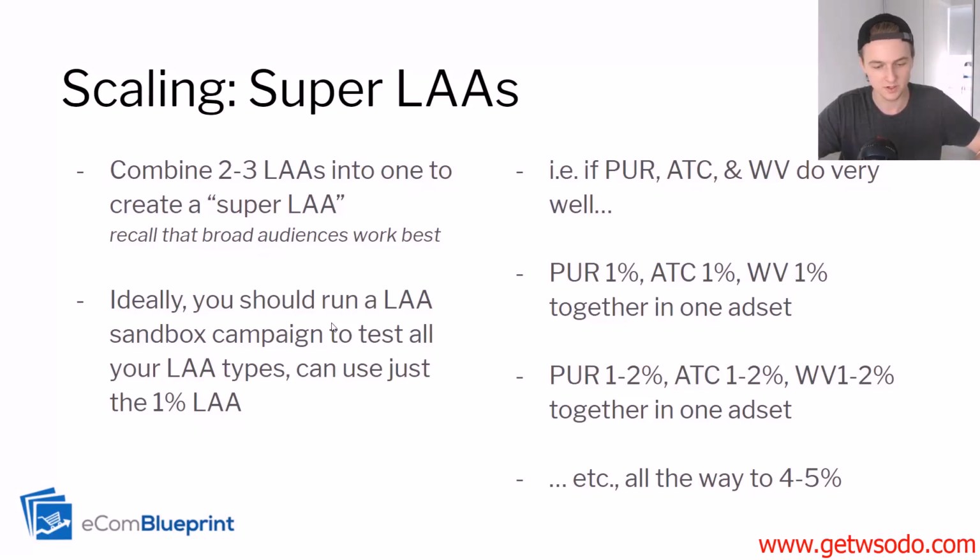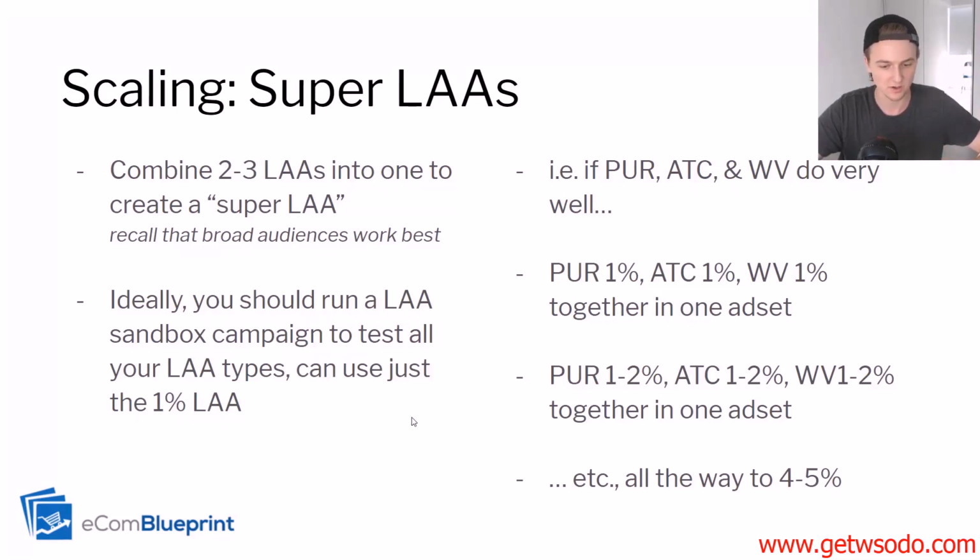And so ideally you should run a lookalike audience sandbox campaign to test all of your lookalike audience types. And so you can use just the 1% lookalike audience, and then you can put them all into an audience sandbox campaign the same way that I showed you how to structure an interest sandbox campaign with the minimum spend limits. You can do the exact same thing with the 1% lookalikes, and then based on what performs best in there, you can stack the top 3 lookalike audience types.